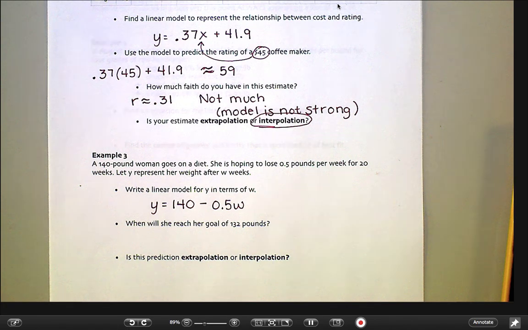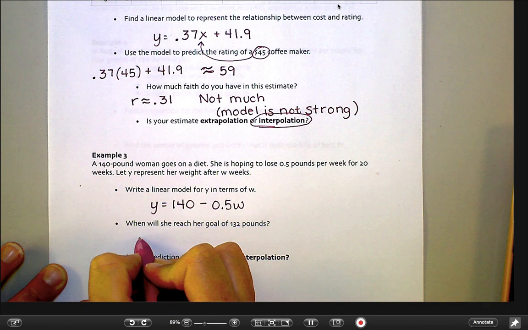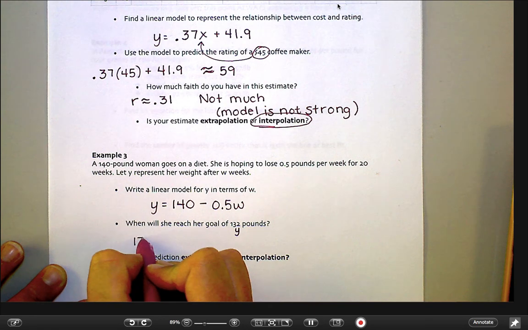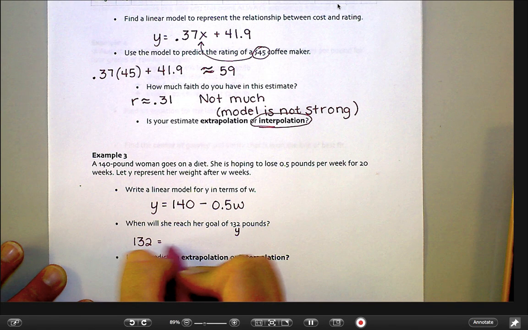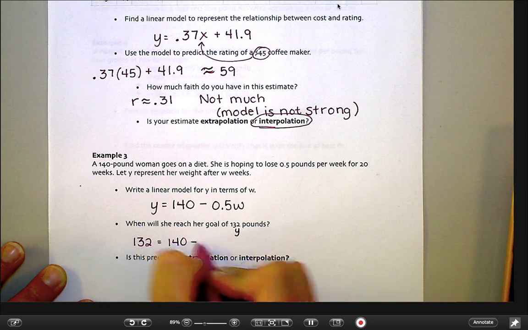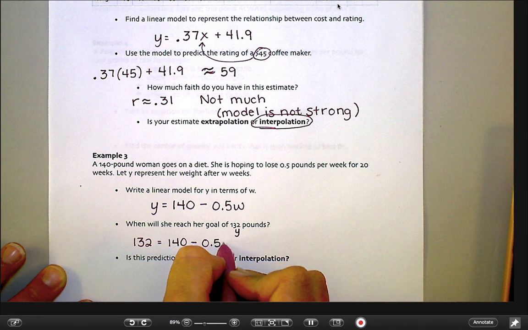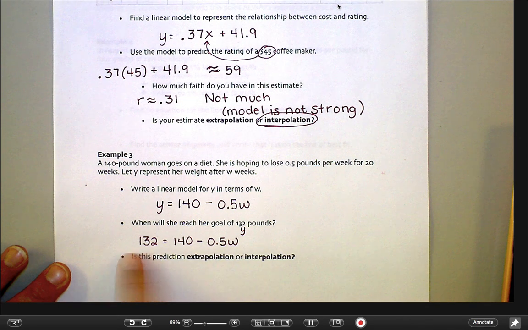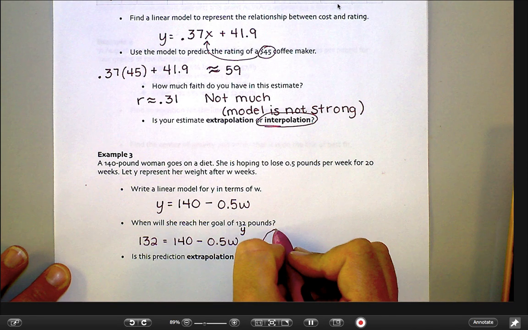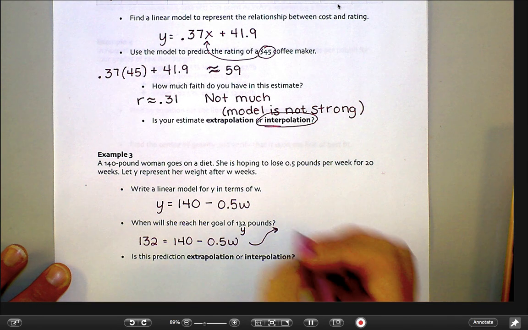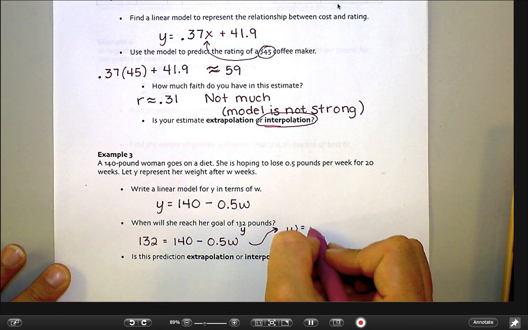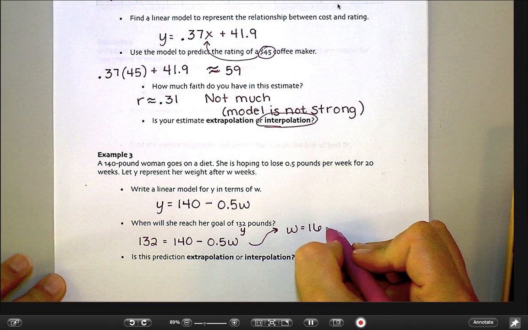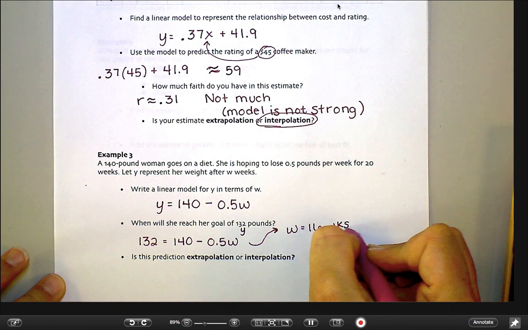So then it says, based on this, when will she reach her weight of 132 pounds? So that's my Y value, okay? So I'm going to put that in for Y. 132 equals 140 minus 0.5W. And I'm going to use the magic of math here. I assume if you're watching this video, you can solve this equation, so I'm just going to jump straight to the answer. We would subtract 140 and divide by the negative 0.5, and you find that W is equal to 16. Okay, so that's 16 weeks. She would be 132 pounds.